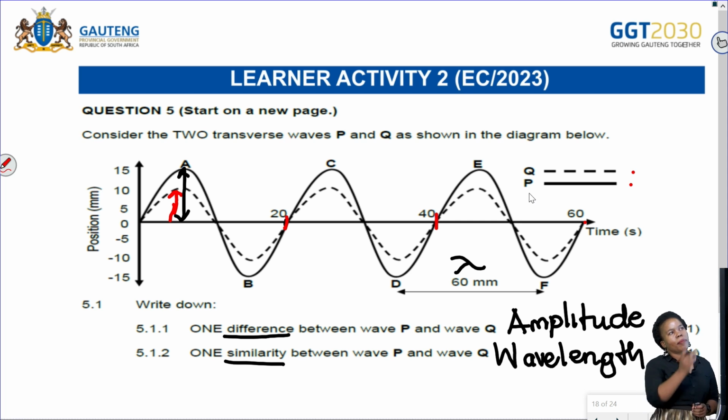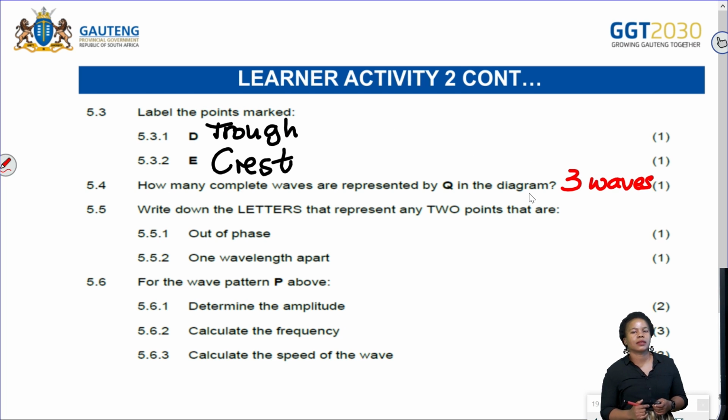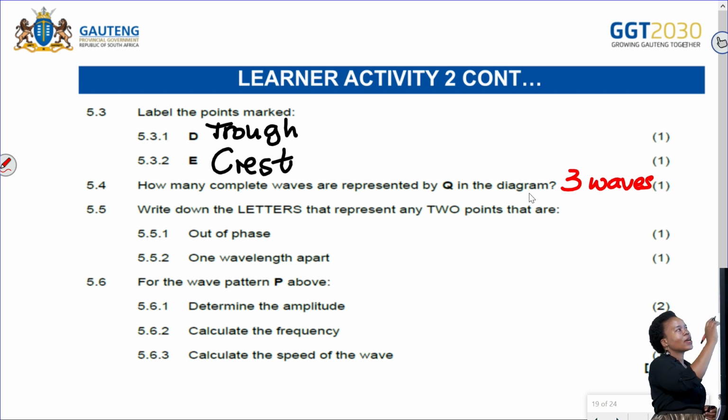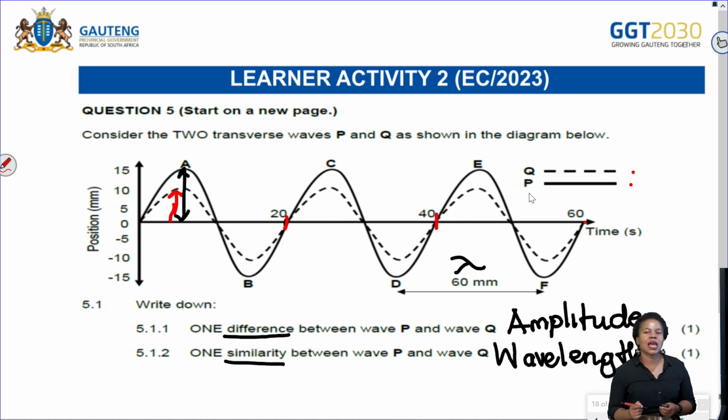Someone else can come and say B and C, because they're not in the same state of vibration. Someone else can come and say D and E, E and F. Remember, you cannot just say point. They have to be going in pairs. So points that are out of phase, we're mentioning 2 points, right? So this is A, we say it's A and B, and we also counted C and D.